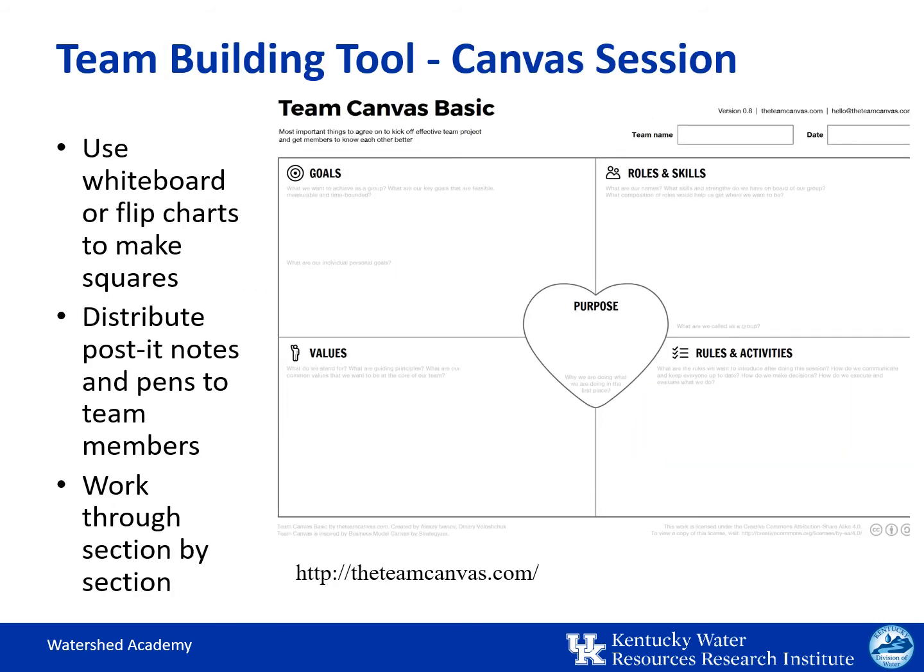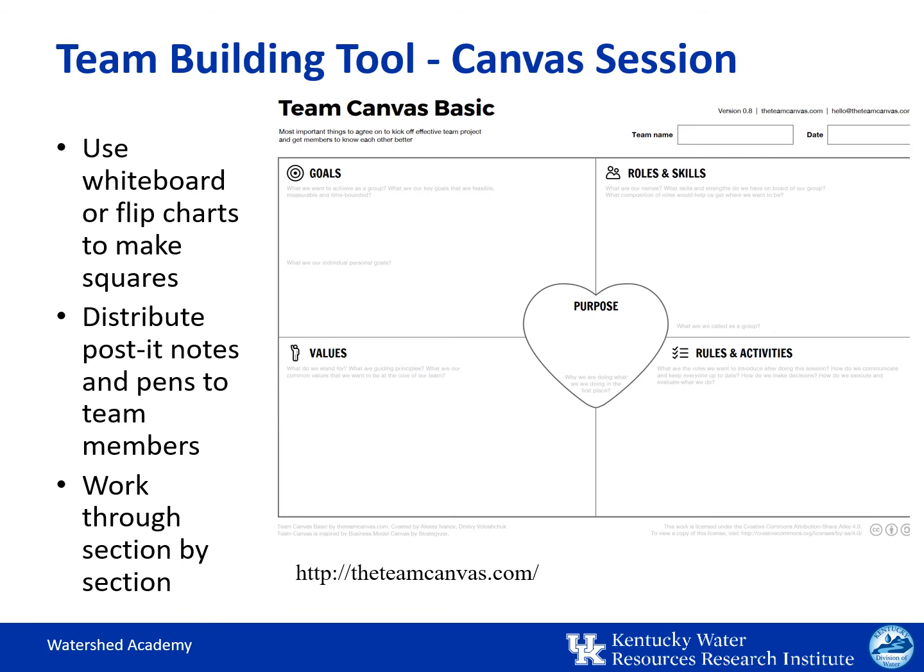If you're just starting a new team, you might want to consider using a team canvas session. You can see the link there, teamcanvas.com, that provides templates that you can just use. You can use their templates, or you can write them on whiteboards or flip charts. The facilitator will help the group to define their goals, their roles and skills, their values, rules, and purposes. If you get really motivated, you can add strengths and weaknesses, opportunities and risks, in what's called a SWOT analysis. You can also put personal goals as well as group goals and ask for needs and expectations.